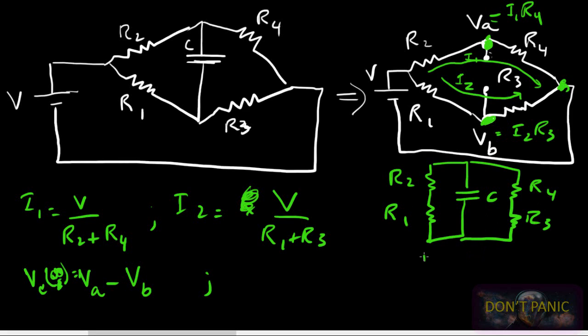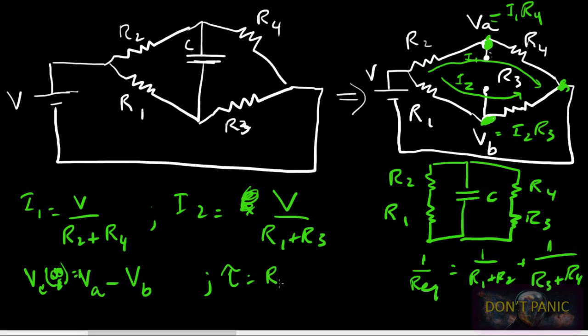So your R equivalent for the circuit would be 1 over this branch, which is R1 plus R2, plus 1 over this branch, which is R3 plus R4, all inverted. Okay, so that would be your R equivalent, and then your time constant for the circuit would be R equivalent times the capacitance.